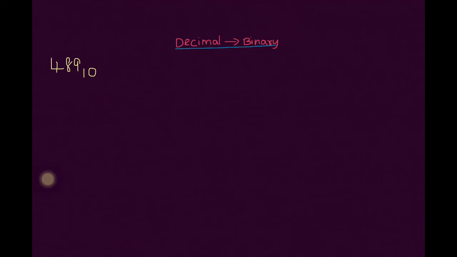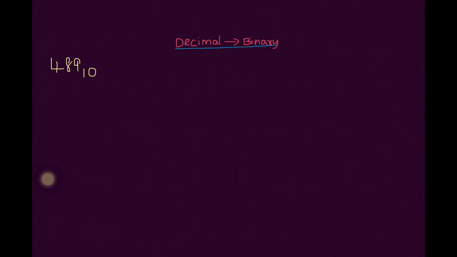As I said in the previous video, decimal has base 10 because it consists of the numbers 0 to 9, so totally it has 10. That is the reason why decimal has base 10. And coming to binary, it has base 2 because it has the numbers 0 and 1. So let's find out how to convert decimal to binary.